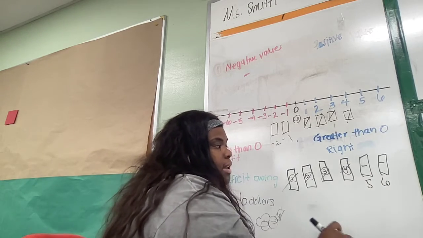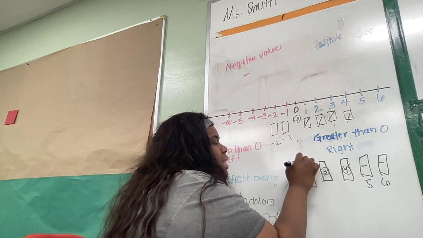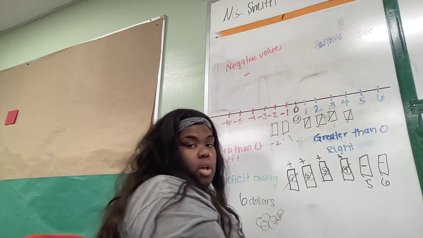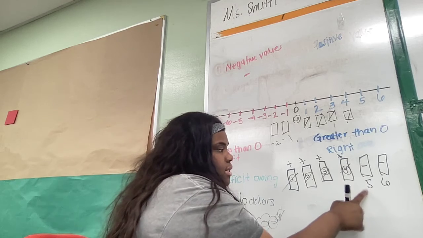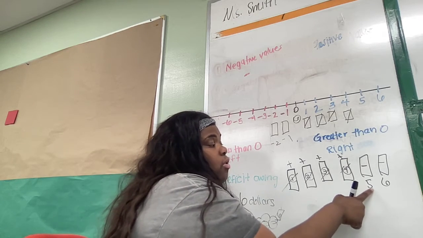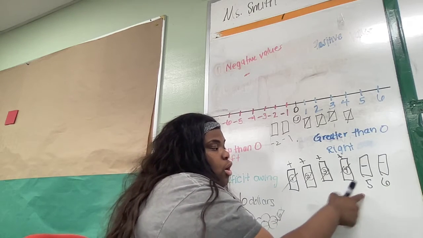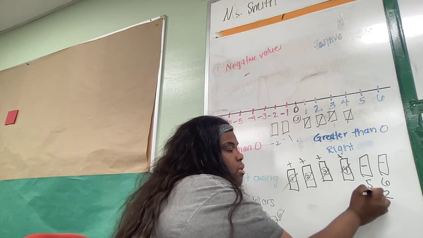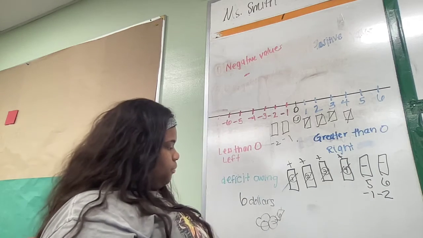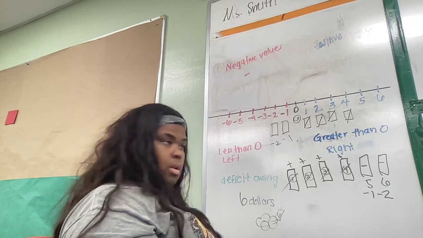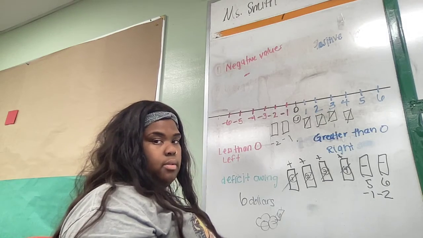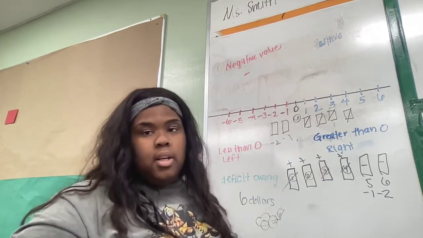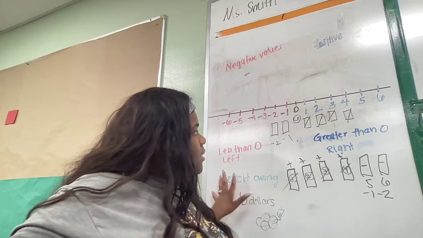How many dollars are negative? So you had these. These are all positives. And you had these, but these are negatives. So now you owe negative $2. 1, 2. So now you owe $2. So that's how you find negative and positive numbers.